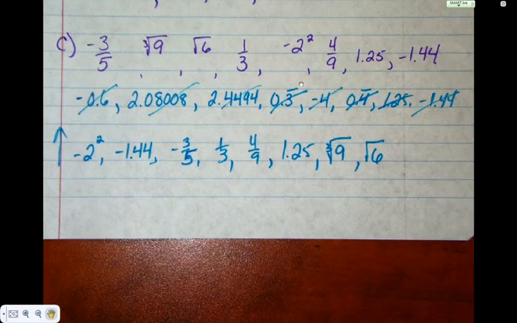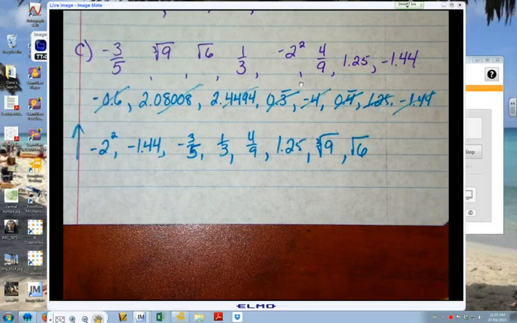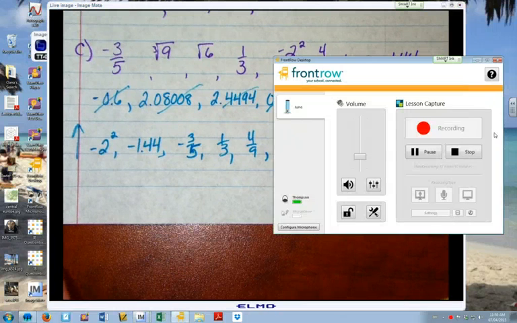What are the two skills you need to be able to do after today? Classifying numbers and ordering numbers. Questions, anything you're not sure of? Homework's on the calendar. If you don't want to start now, I'm okay with that. Yes, sir.